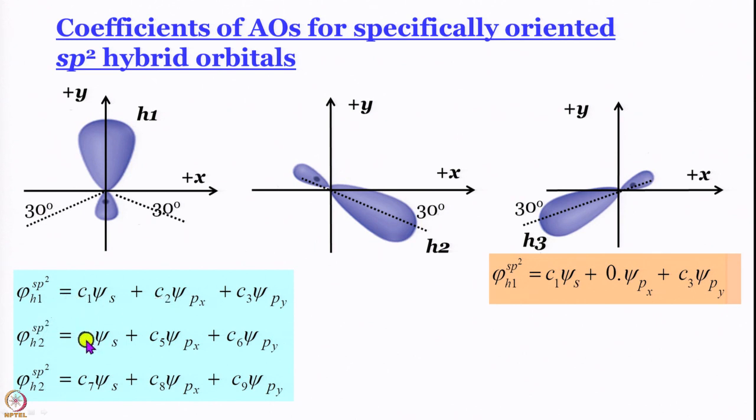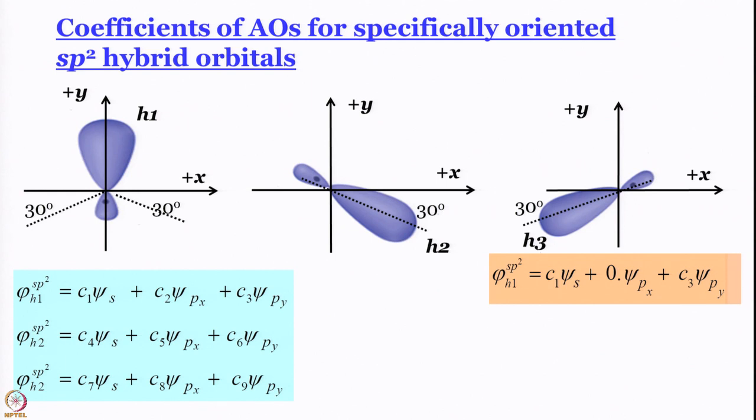So, C 1 must be equal to C 4 equal to C 7. So, 3 C 1 square must be equal to 1 as we have discussed earlier. C 1 is actually 1 by root 3. So, you already know 2 of the coefficients. C 1 is 1 by root 3, C 2 is 0. Can we figure out C 3?